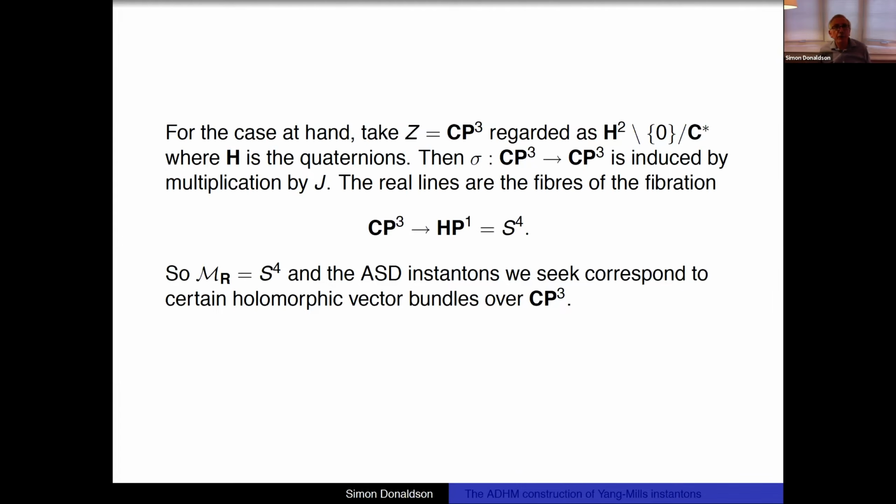So to get the real structure that's relevant to this, we think of the underlying four-dimensional complex vector space as being two copies of the quaternions, H2. So CP3 is the quotient of H2 minus the origin by multiplication by C star. And our anti-holomorphic map is just multiplication by J. If our complex structure corresponds to the quaternion I, multiplication by J anti-commutes with I, and gives our anti-holomorphic map.